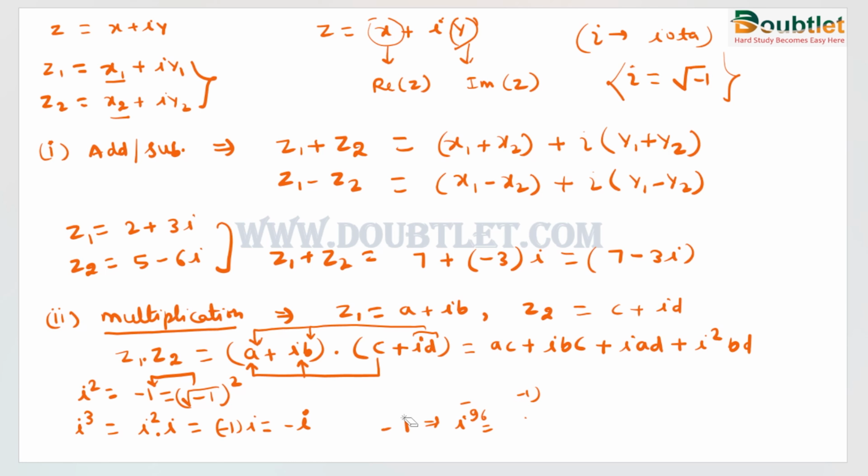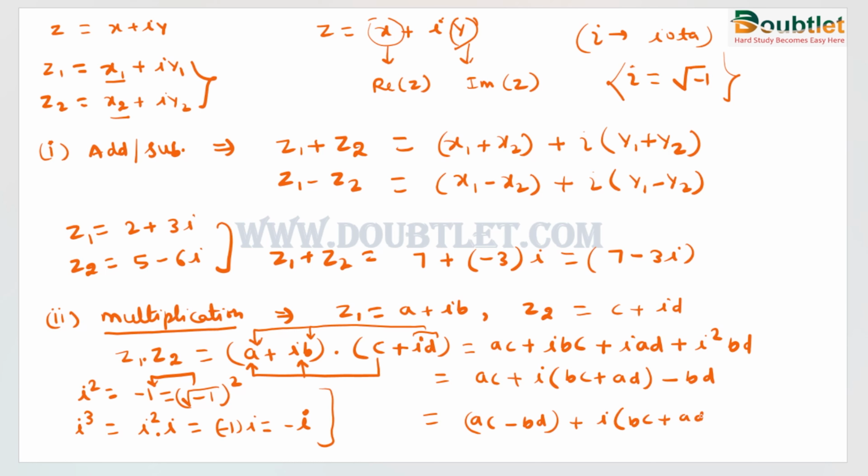I hope you got this till now. Now we will focus on the multiplication. From here we know that iota square is minus 1. If we solve this, we get ac. Then if we take iota common from the second and third terms, we get bc plus ad. And iota square is minus 1, so we write this as minus bd. So if we multiply a plus iota b and c plus iota d, we get ac minus bd plus iota times bc plus ad. This is the product we have got when we multiplied z1 with z2.